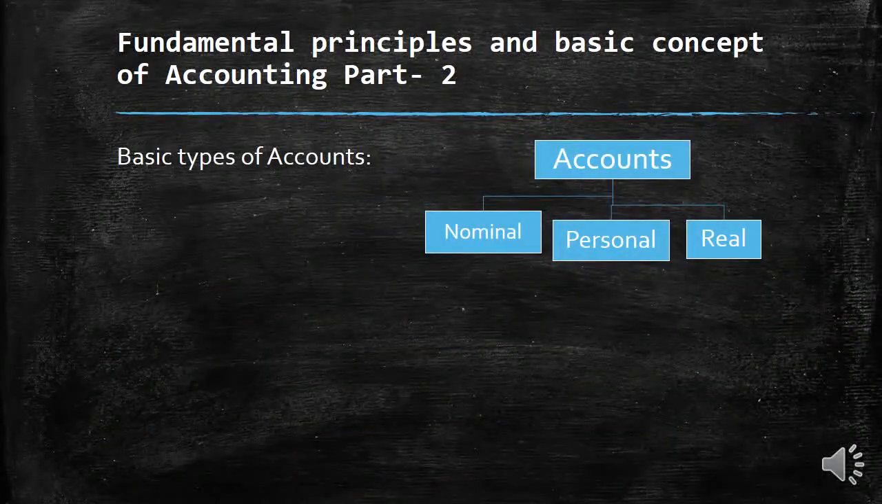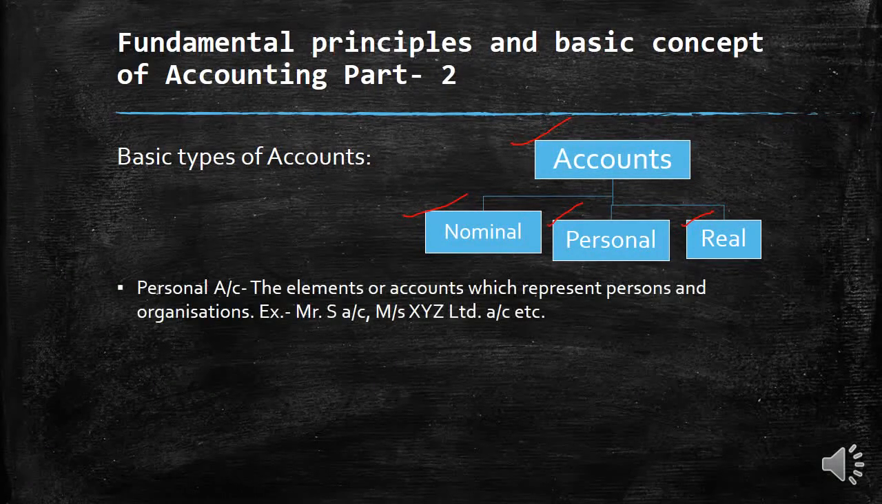In this slide, we'll learn about basic types of accounts. Accounts are basically of three types. First one is nominal account, second one is personal account, third one is real account. So what is a personal account? The elements or accounts which represent persons or organizations. Like suppose you go to a bank to open an account for yourself or your shop. So what the banker will do? They will open an account in your name or in the name of your shop. So that account will be a personal account.